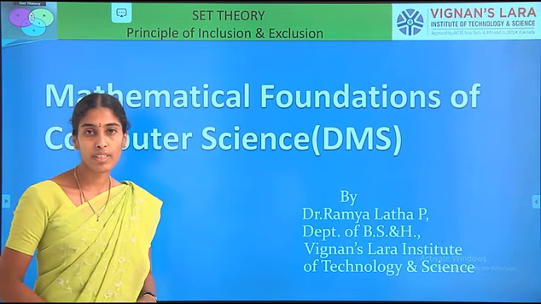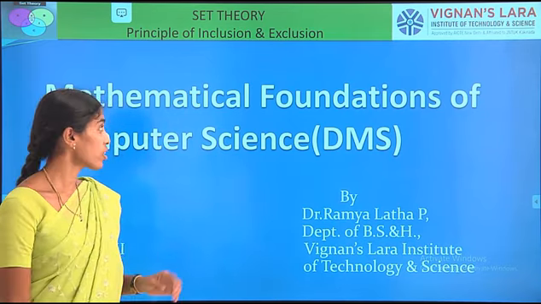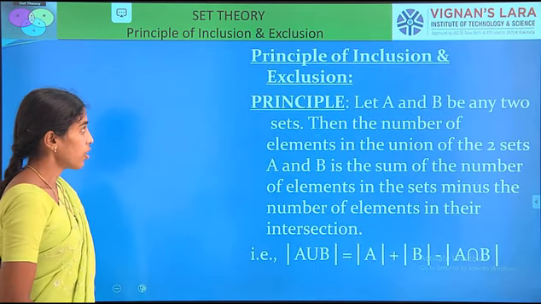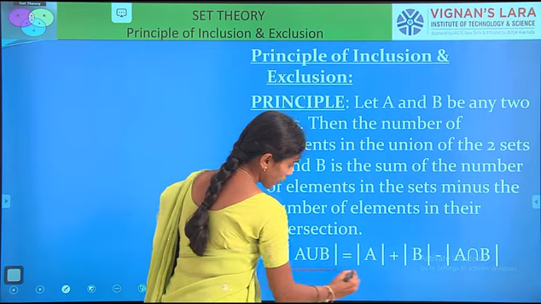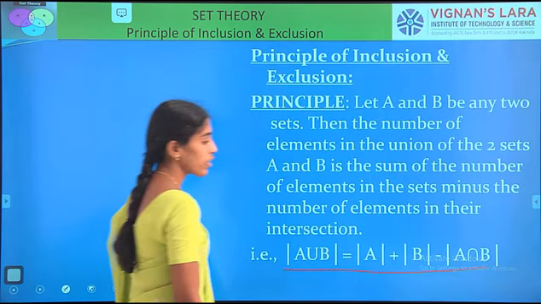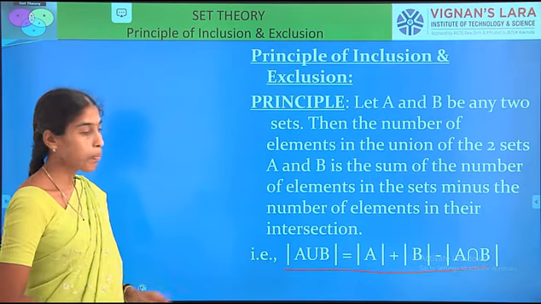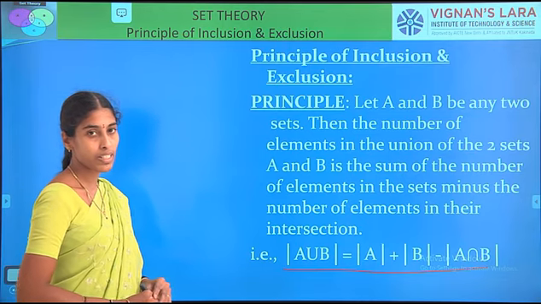Hi students, this is the continuation of the previous lecture. Already we discussed the principle of inclusion and exclusion in the last class. The formula is: cardinality of A union B equals cardinality of A plus cardinality of B minus cardinality of A intersection B.